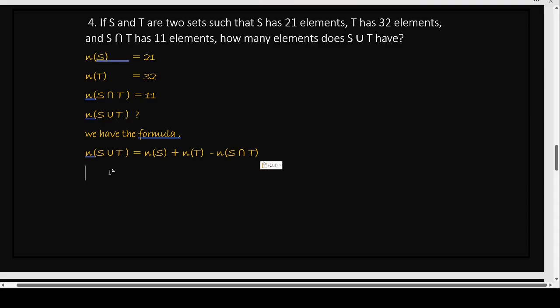We have the formula n(S union T) equals n(S) plus n(T) minus n(S intersection T). We'll substitute the values and get the result. n(S union T) equals, this is 21, n(T) is 32, and n(S intersection T) is 11. This is minus 11. The result is n(S union T) is 42.